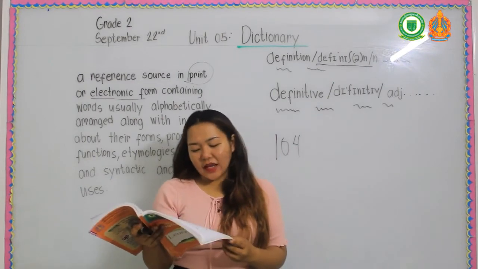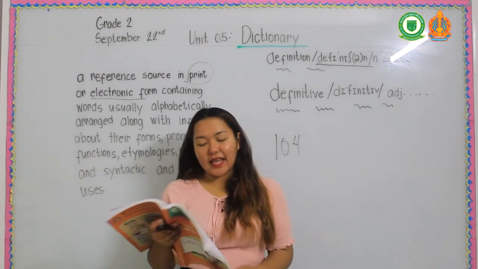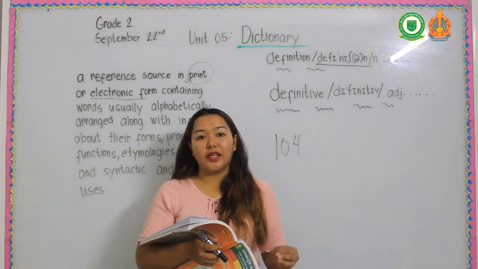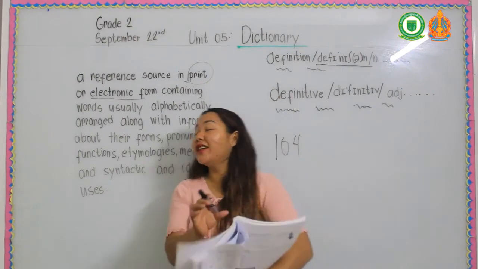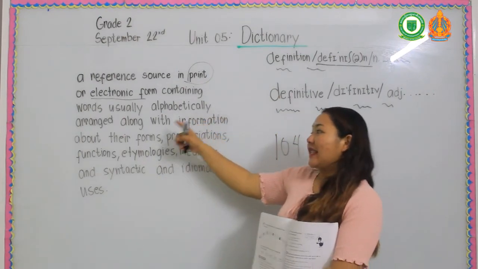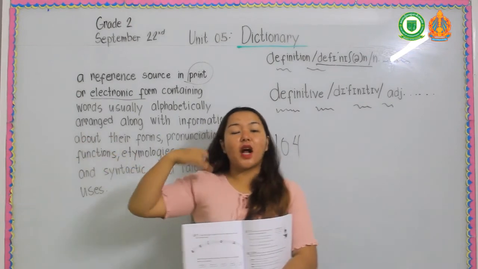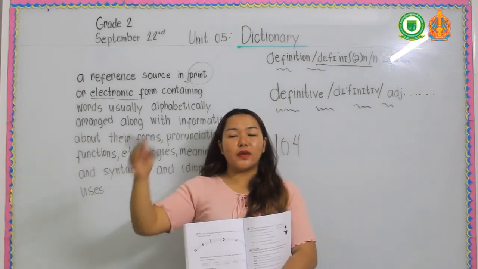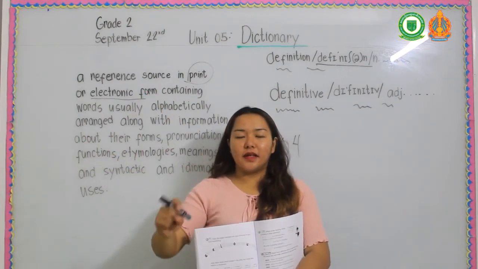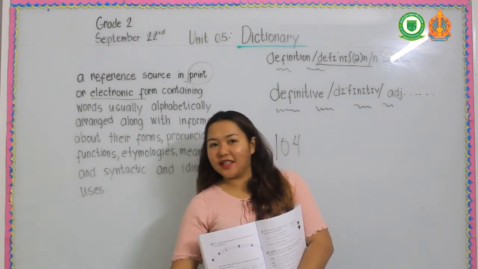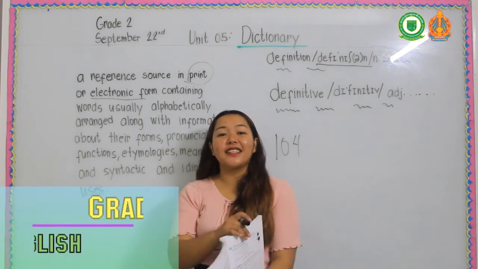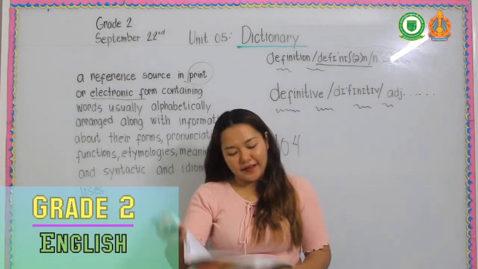Next, words are listed in alphabetical order. Like what I told you earlier, alphabetically arranged. So these are arranged alphabetically. So A first, then letter B, then letter C, until you reach letter Z.